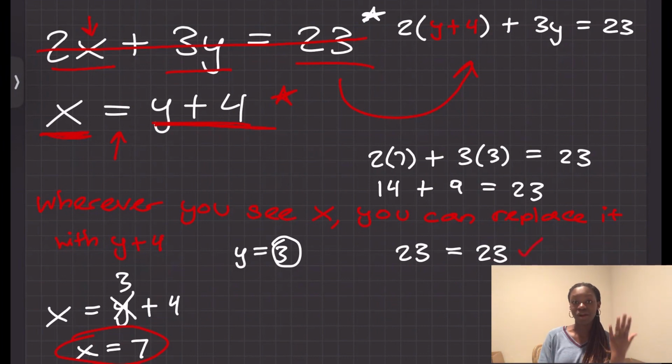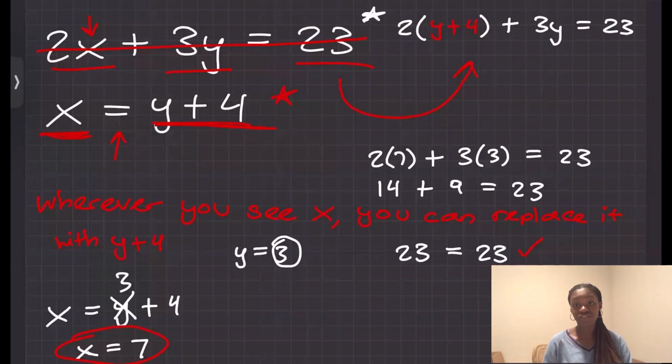You want to have the number on the left equal the number on the right, and then bing, check mark. I forgot that's mirrored. So 23 equals 23, check. So we did this correctly. X is 7 and y is 3.